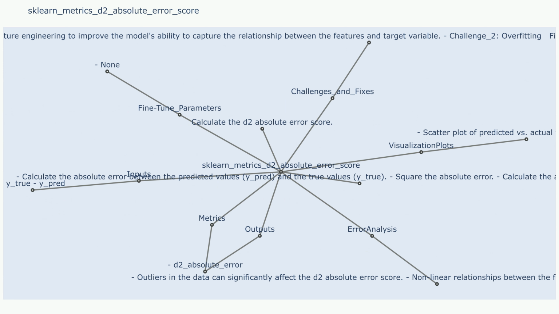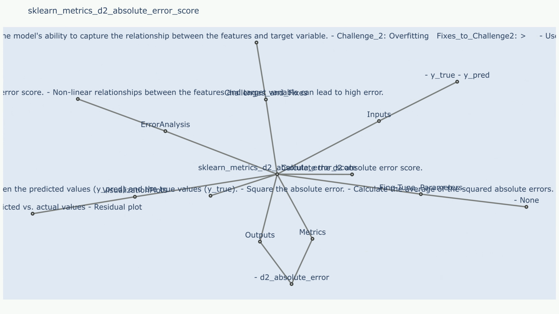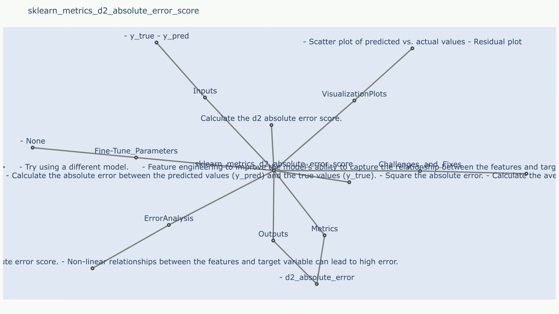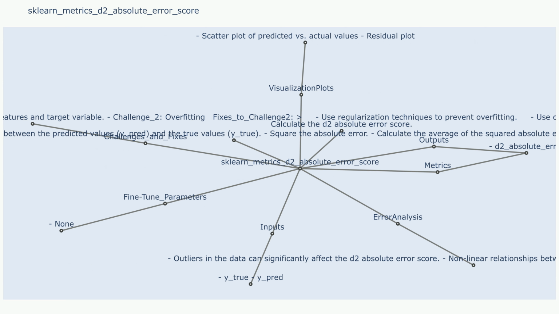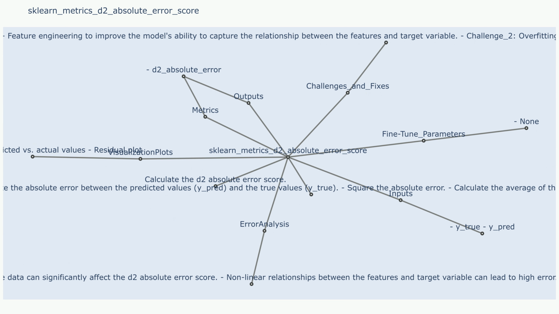Challenge 1: outliers can significantly impact the D2 absolute error score. Sample use case that resulted in challenge 1: a single outlier in the data can inflate the D2 absolute error score, even if the model is performing well on the rest of the data. Fixes to challenge 1: data preprocessing. Consider removing or transforming outliers before training the model.